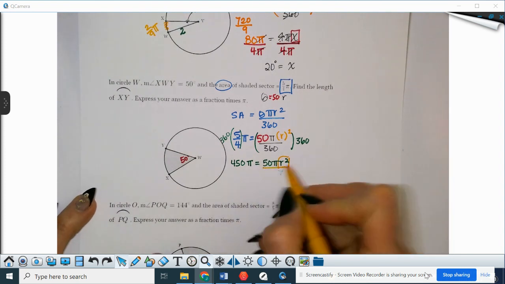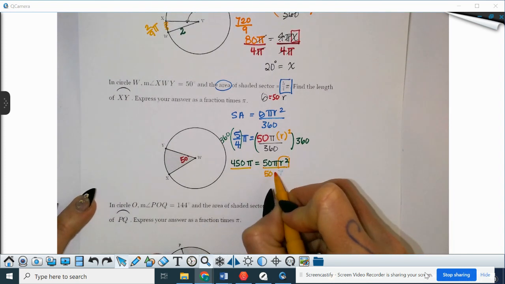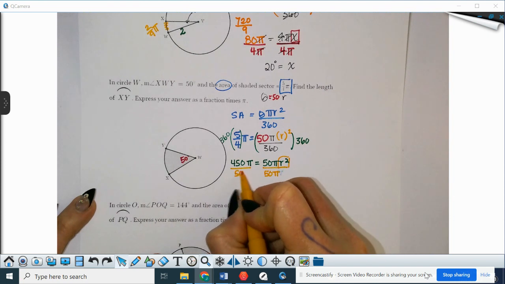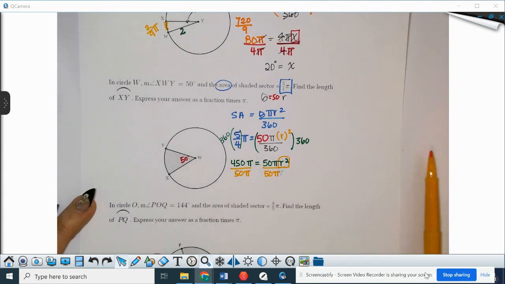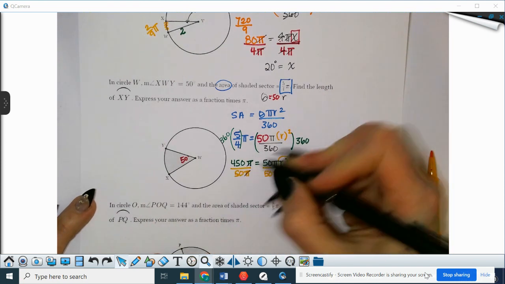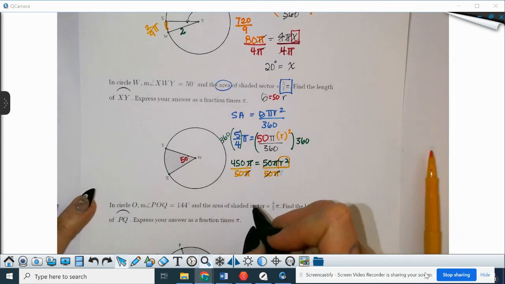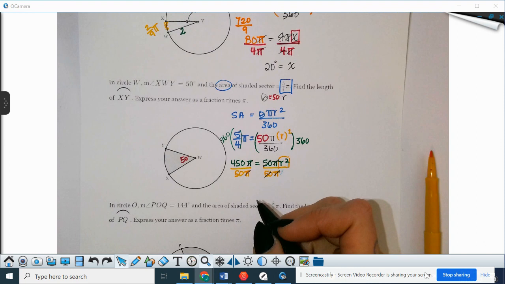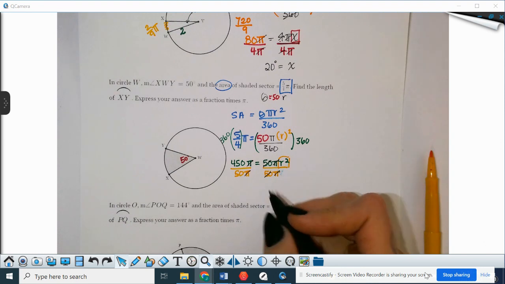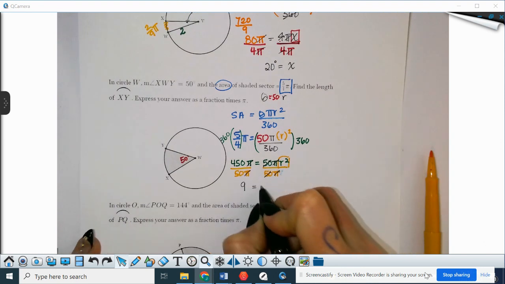So the inverse of multiplication again is divide. We're going to divide by 50 and pi all in one step if you're good to go, because you can save yourself a line in writing. Pi and pi go away. 50, 50. 450 divided by 50 is going to be 9. So 9 equals radius squared.